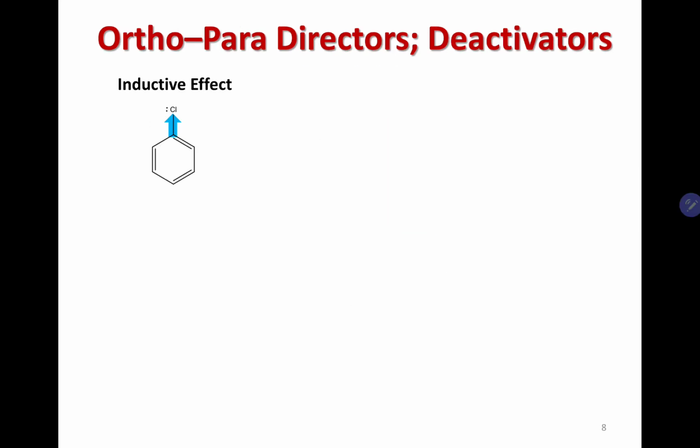All right, next we have ortho-para directors and deactivators. Most common ortho-para directors and deactivators are halogens. Once again, when you have an ortho-para director and a deactivator, you look at the resonance effect and inductive effect. So in here, since it is a deactivator, inductive effect should be more dominant.